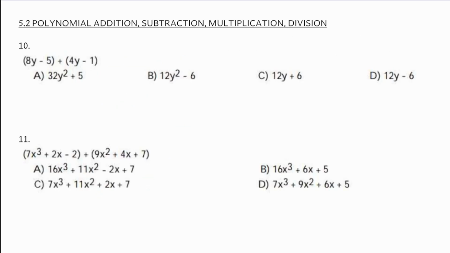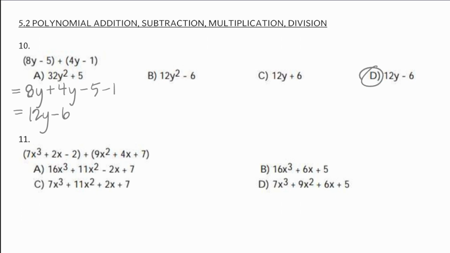All right, now we're going to move on to 5.2, where we started adding, subtracting, multiplying, and dividing polynomials that had more than one term in them, that weren't just monomials. So adding turned out it was just stuff we'd already done in Algebra 1, it was just combining like terms. So over here, I've got 8y minus 5 plus 4y minus 1, I could say that's 8y plus 4y, and then negative 5 plus negative 1. So this will be a total of 12 y's and negative 6. And that's answer choice D right there.